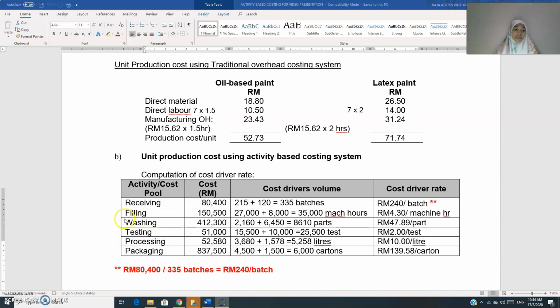For example, your filling cost pool, you have 27,000 hours plus 8,000 hours, giving you a total of 35,000 machine hours. So how do you get 4.3? It will be 150,500 divided by your 35,000, giving you 4 ringgit and 30 cent per machine hour. And you do the same for the rest of it.